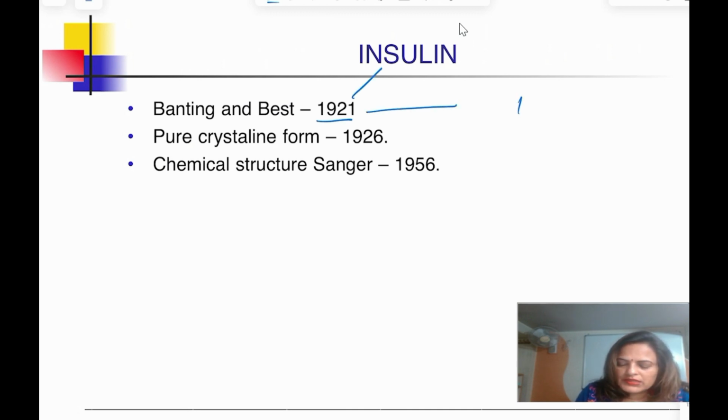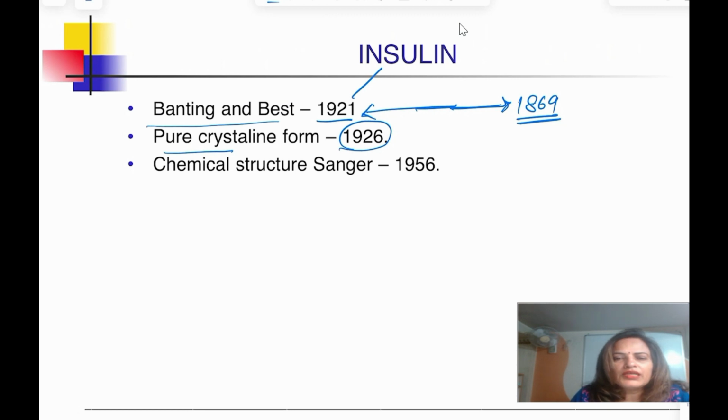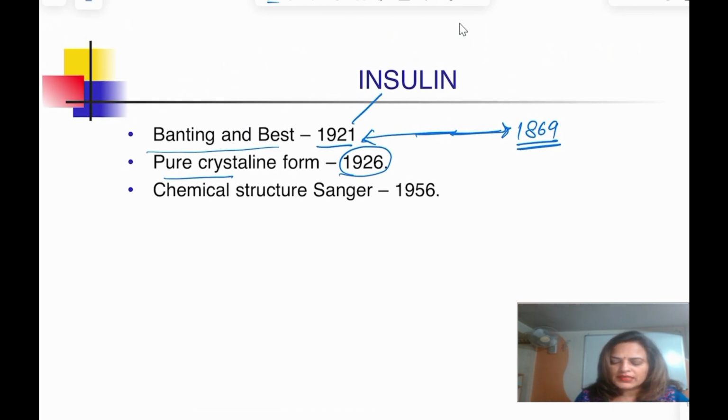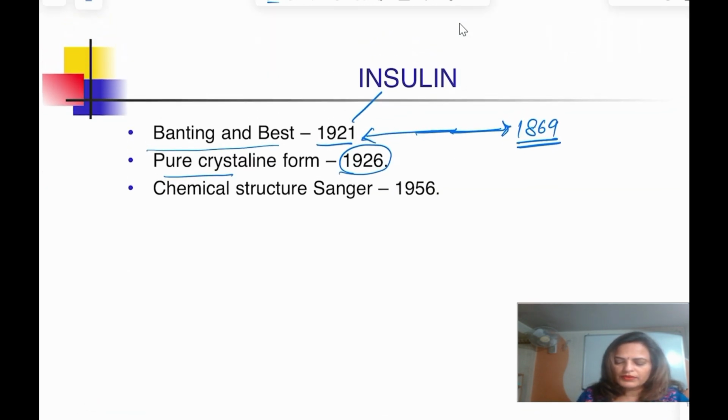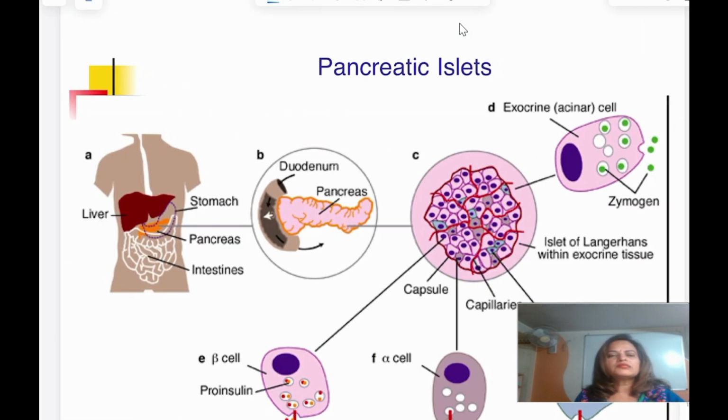So in between this 1869, when Paul Langerhans told that the pancreas consists of two types of tissue, and the discovery of the insulin, there are many things which happened historically. Then in pure crystalline form this insulin was obtained in 1926, and the chemical structure was given by Sanger in 1956. So let's see about the pancreatic gland.